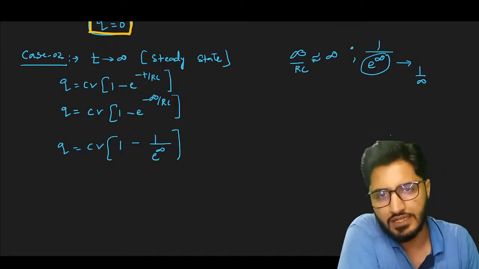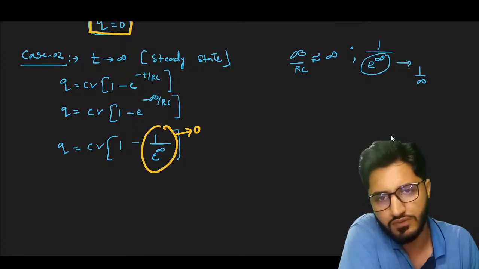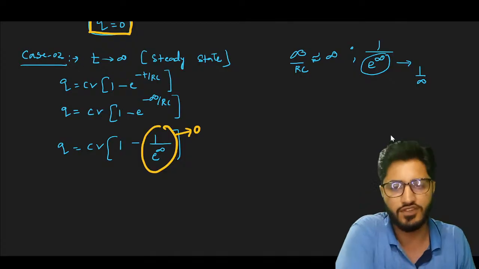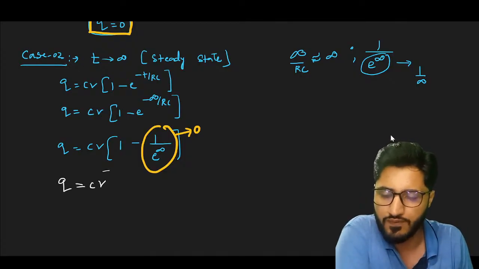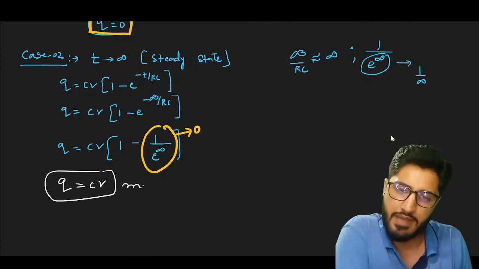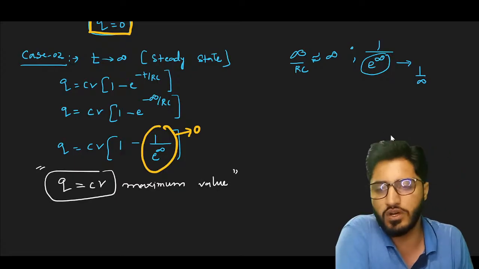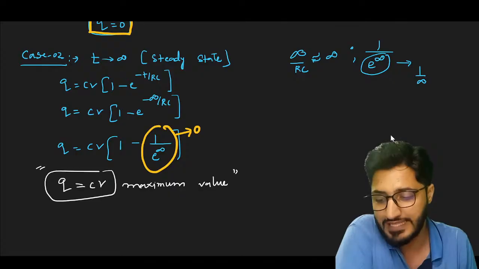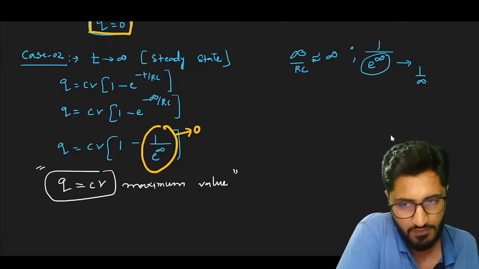So you can see now this whole term will become 0. It is 0 now. If this is 0, so I can write Q equals CV. This is the maximum value. When your time tends to infinite, your capacitor is maximum charged. It is maximum charged. Done.